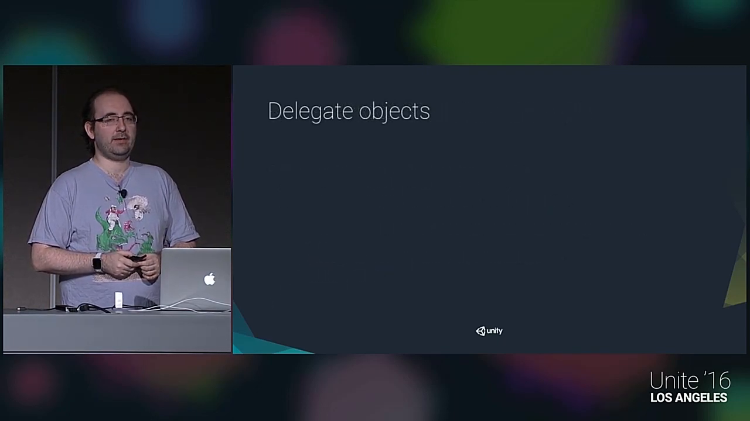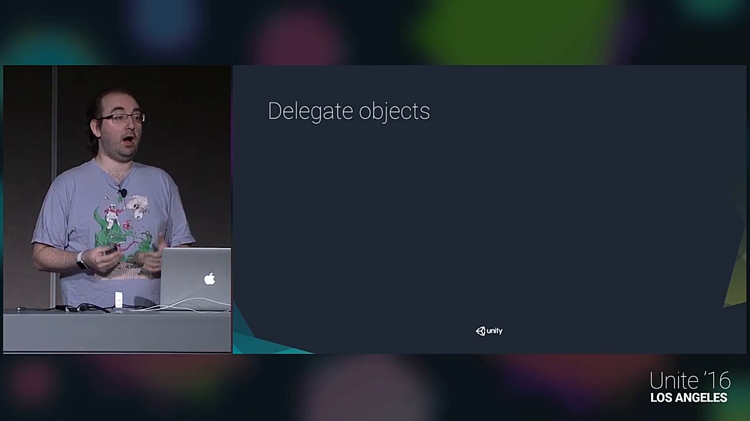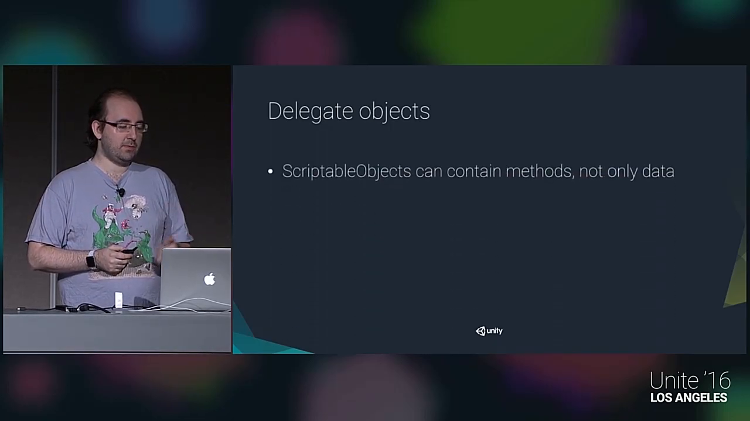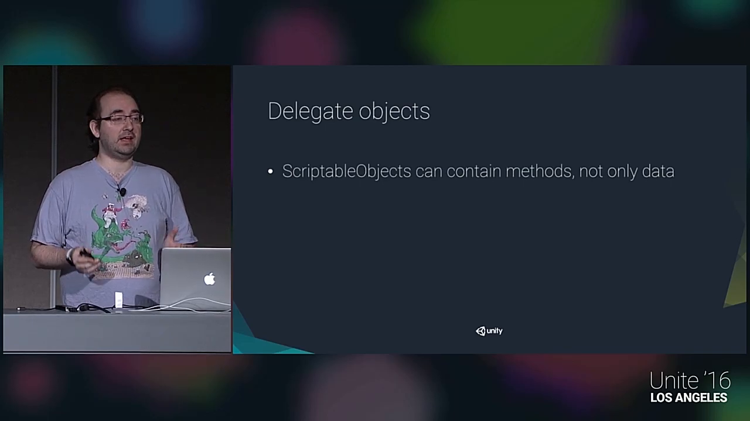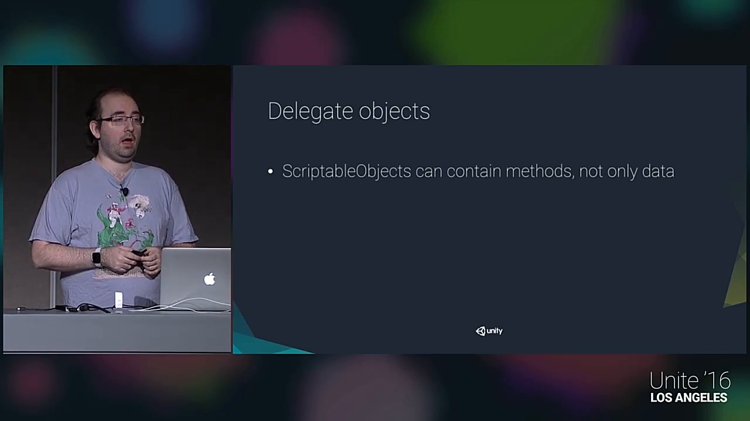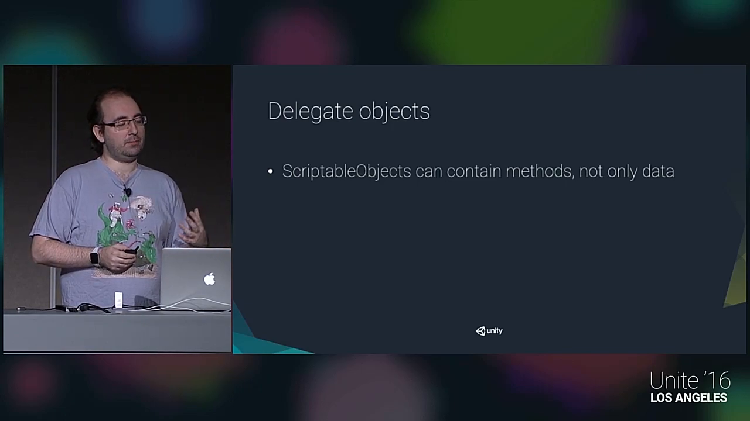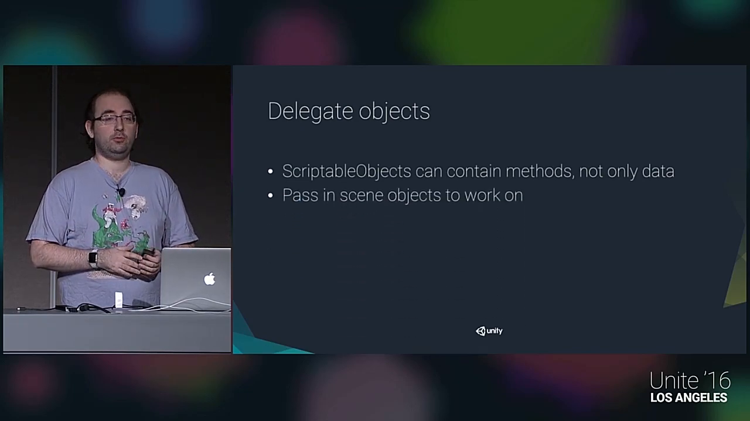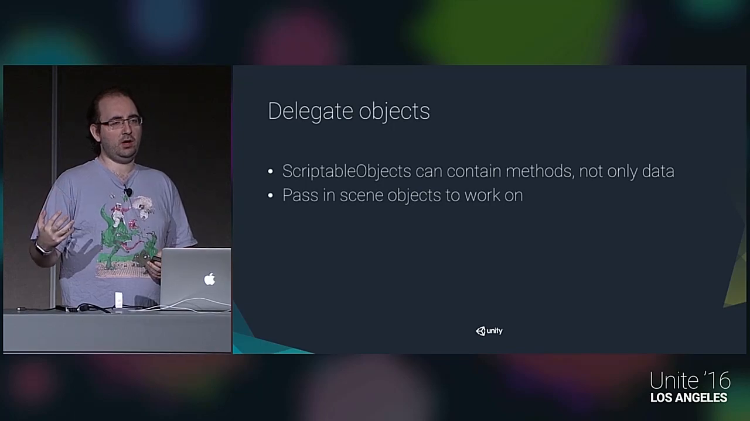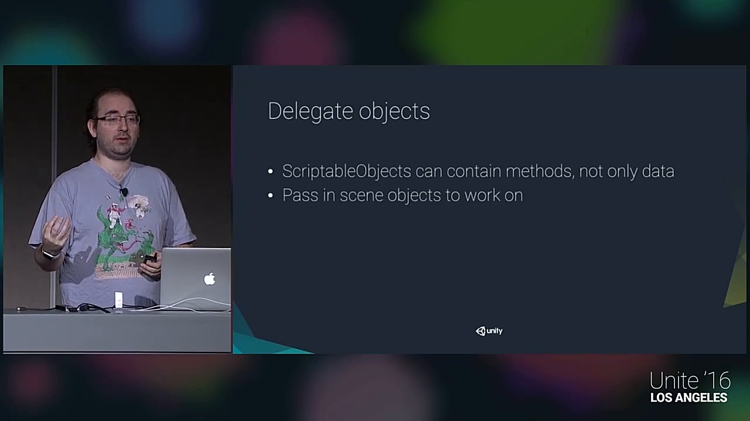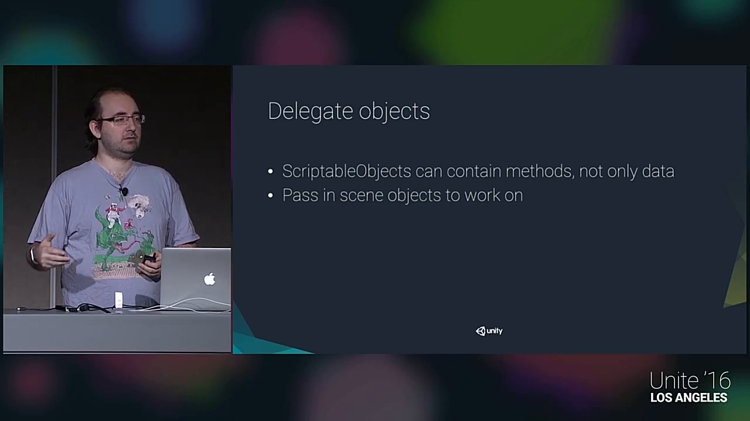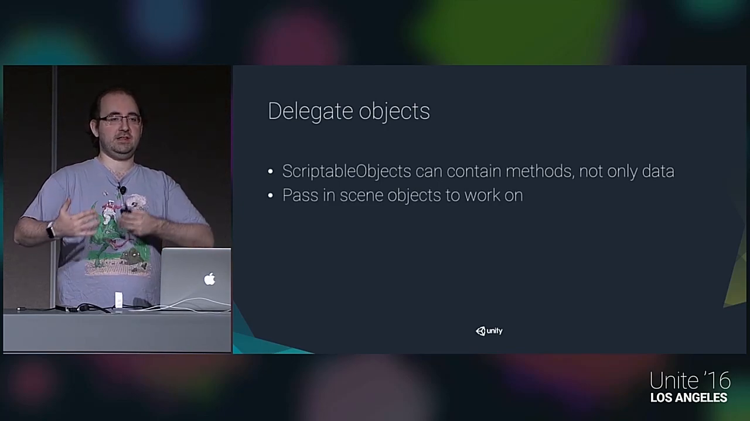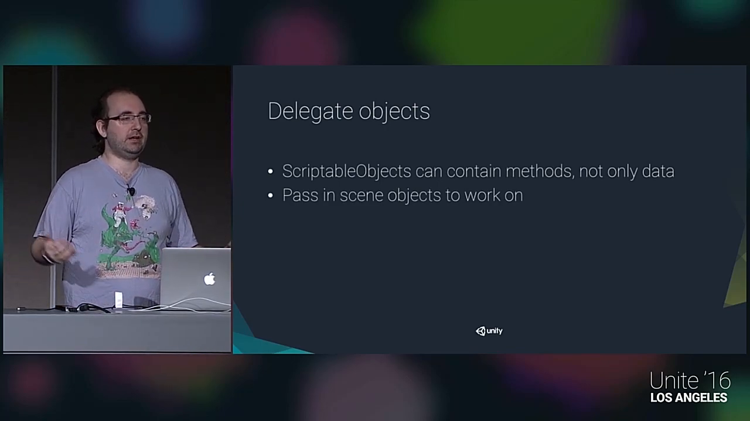Another pattern that might be familiar to anyone who's done macOS or iOS development is the use of delegates. And this is where I remind you that scriptable objects, like MonoBehaviours, can contain methods, not just data. And this means that you can use them as a sort of pluggable implementation, or a strategy pattern. So you have something in the scene that needs to do some work. You plug in a scriptable object that's going to actually do that work, and the object in the scene calls the scriptable object to do whatever it needs to do. And the scene object maybe passes in itself, as in, this is the thing that's trying to get the work done, so the scriptable object knows what to operate on.